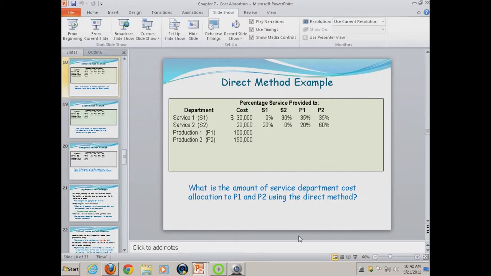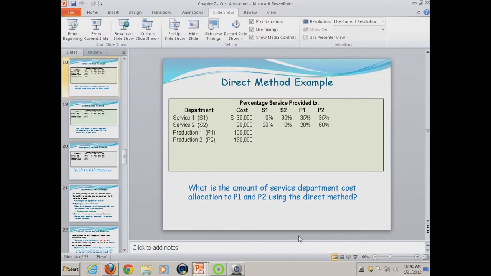So what I did here basically is that these were the original costs. S1 was 30,000, S2 was 20,000, P1 100,000 and P2 150,000. We're supposed to start with S1, so we allocate 30% of 30,000 to S2, which makes S2 29,000. And we already allocated 10,500 from S1 to P1 and 10,500 to P2. So now here we have S2, P1, P2. Now we need to allocate from S2 into P1 and P2.